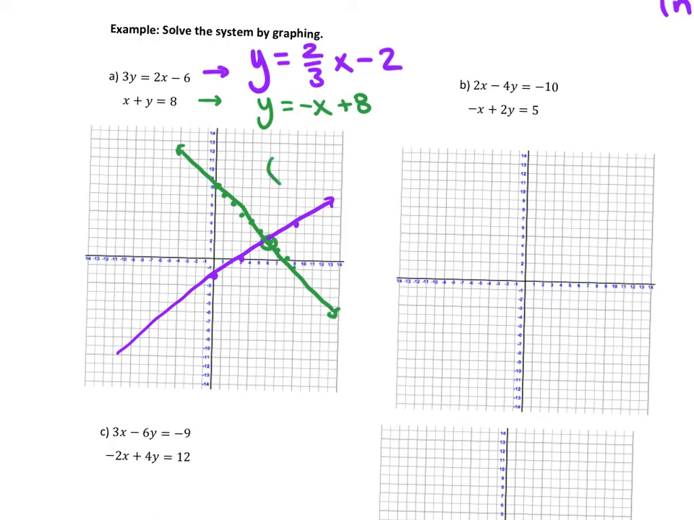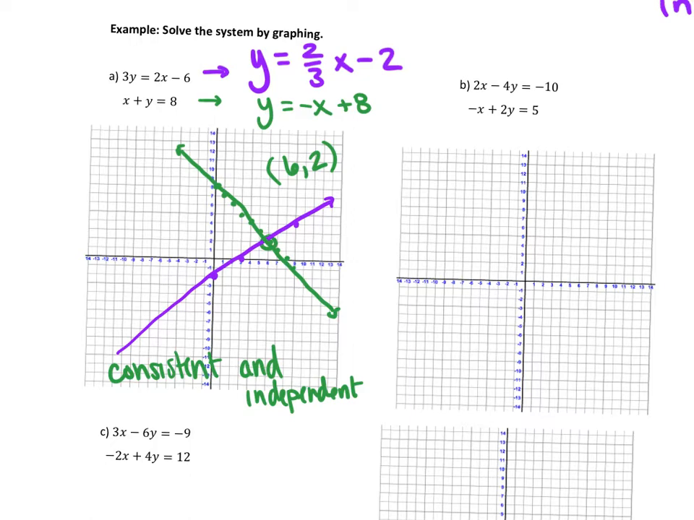And the solution set here is the point where they intersect. In this case, the x coordinate is 6. The y coordinate is 2. So 6, 2 is the solution set here. And because they have one intersection, this is called consistent and independent. Independent because it's unique. It's a unique solution.